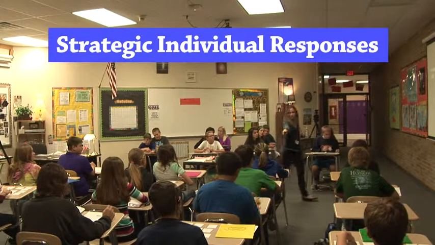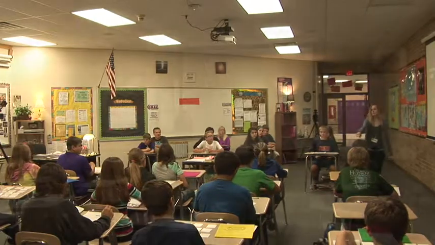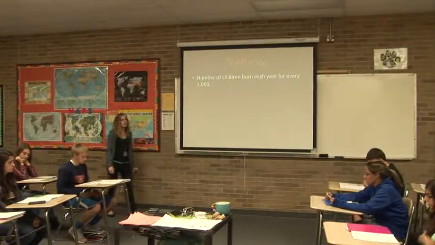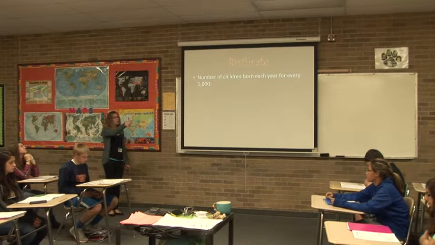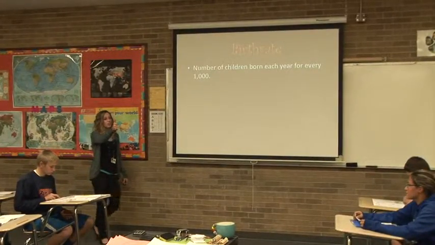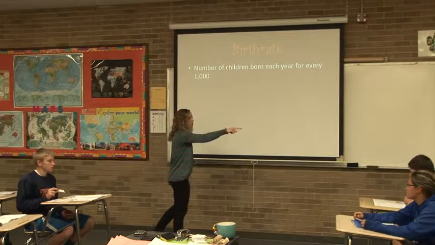What's the definition? It's the second one. Number of children born each year for every 1,000 people. Fantastic. Give me a number. 6. 1, 2, 3, 4, 5, 6.